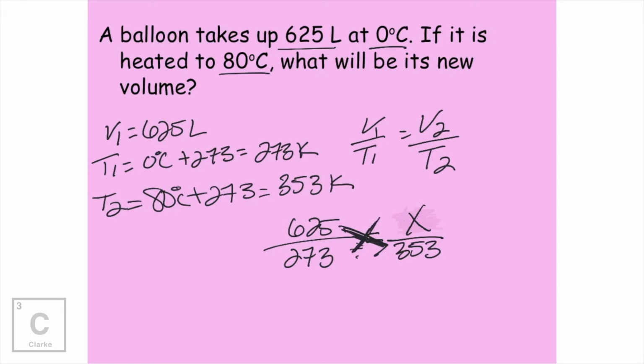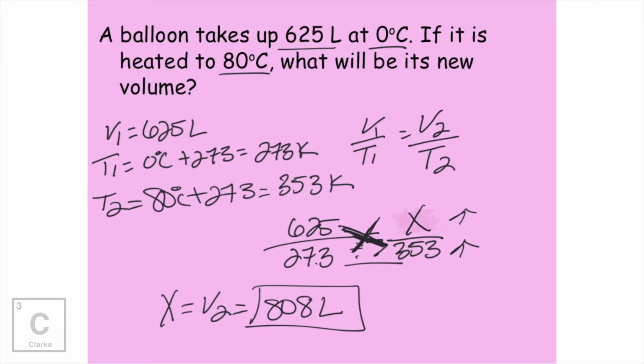Do we remember that? So 625 times 353 divided by 273 equals my X, or better yet, my volume 2 is going to be 808 liters. And let's look. Our temperature increased. This is directly proportionate, so we would expect an increase in our volume, and it did. This looks good, and it's also in 3 sig figs.